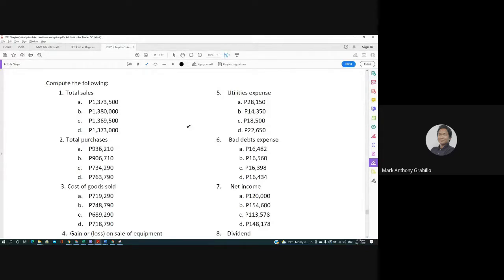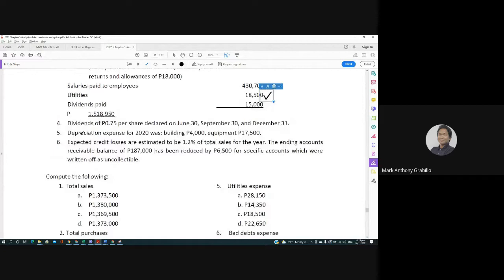So, balikan natin yung problem. Anong sabi? Expected credit losses are estimated to be 1.2% of the total sales. So 1.2% daw ng total sales per year. The ending accounts receivable has a balance of 187,000. Nakuha na natin to for AR. Has been reduced by 6,500 for specific accounts which were written off as uncollectible.